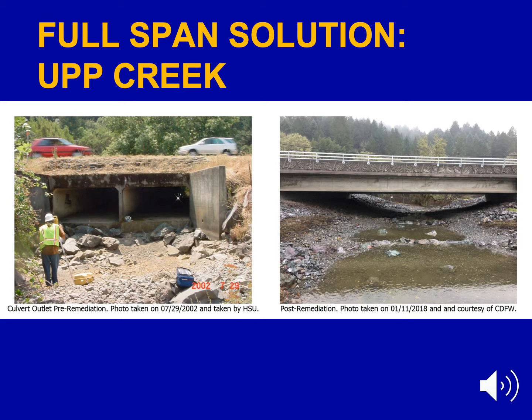Here's a full span solution on Up Creek. This is 101 Willits bypass mitigation. Here's what the crossing used to look like, a couple of undersized RCBs. You can see scour problems. Also, the sediment did not move through this system very effectively. Here's where we are today.